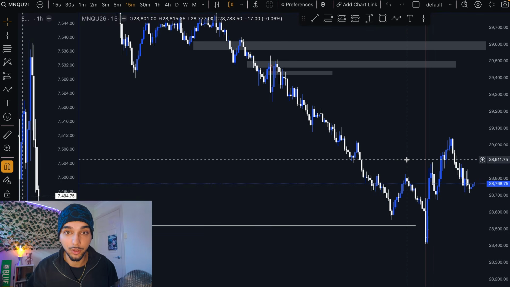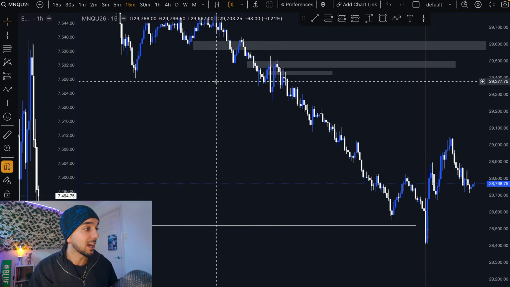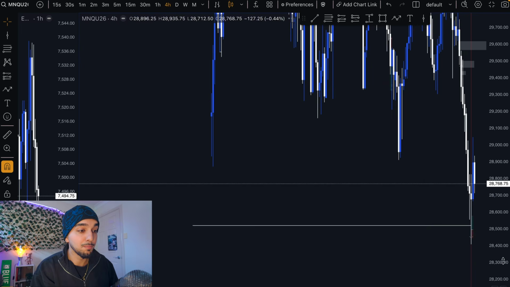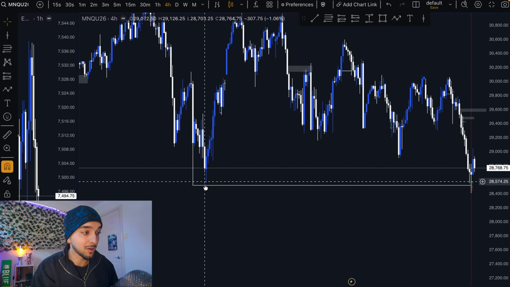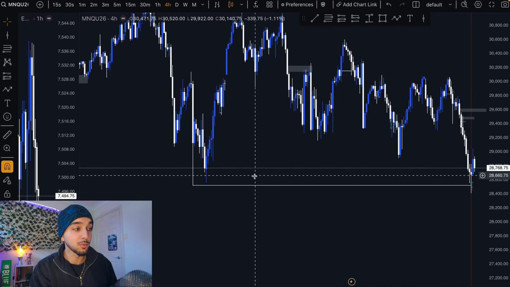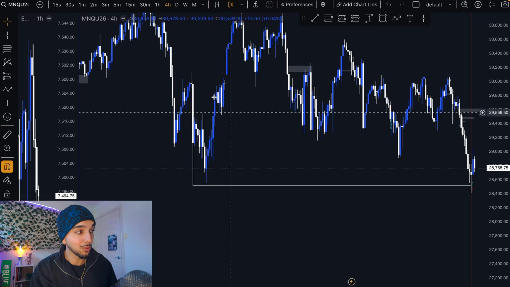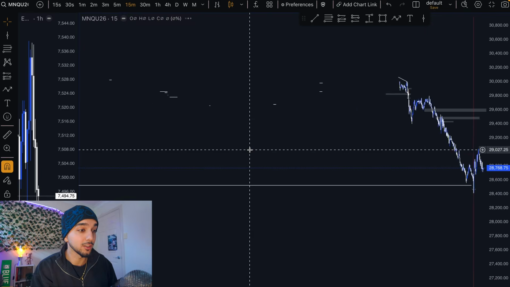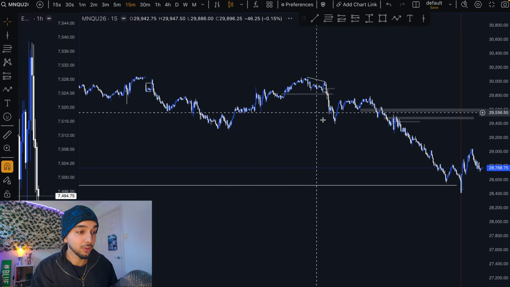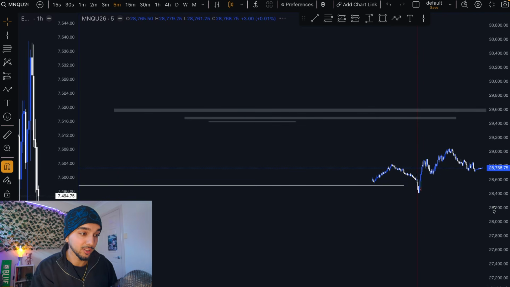A liquidity sweep. Now, that liquidity sweep last night was on the big time frame, meaning the 4-hour time frame had this big low. 9 out of 10 times when we sweep a low like this, the one I showed you, we're probably going to have a reaction on the other side.